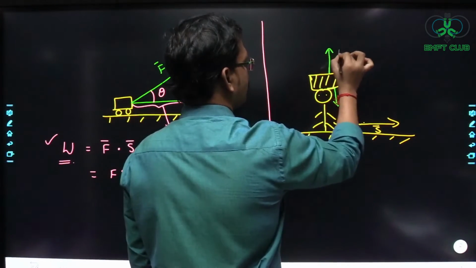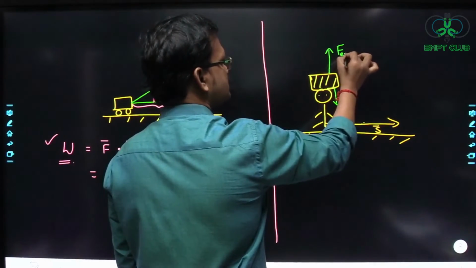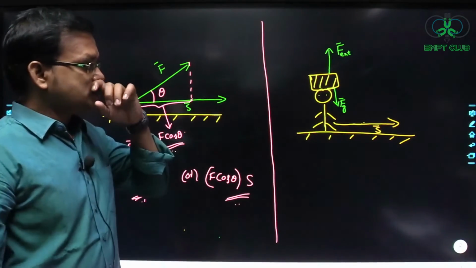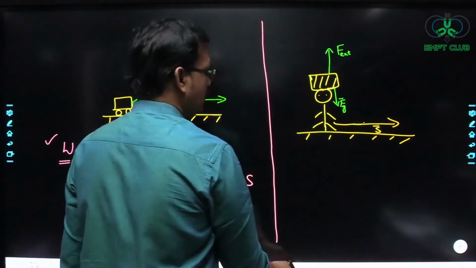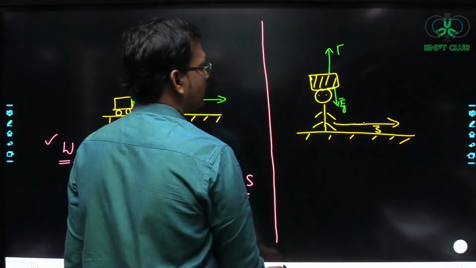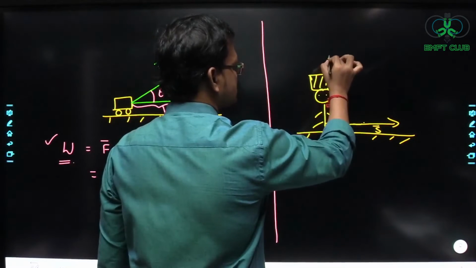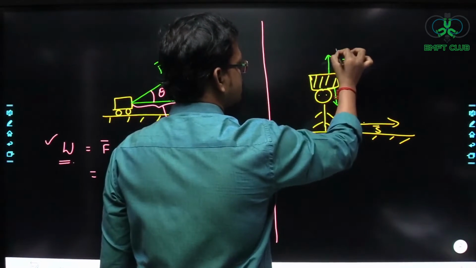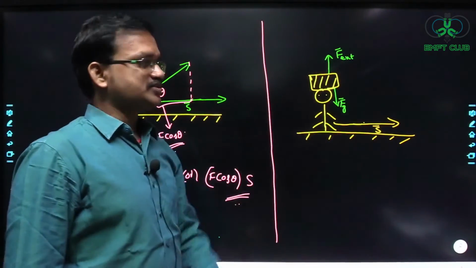In upward direction. So the force applied by this person, I am calling it F external. Against this gravitational pull, this person has to apply the force in upward direction like this. Now what is the work done by this external agent here?